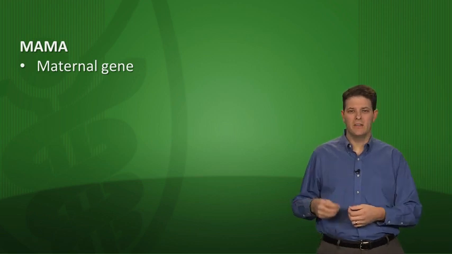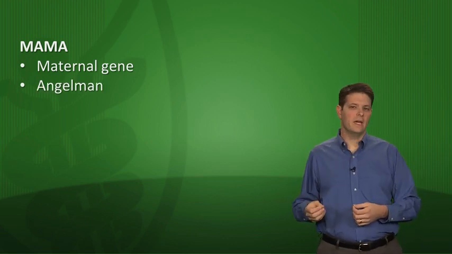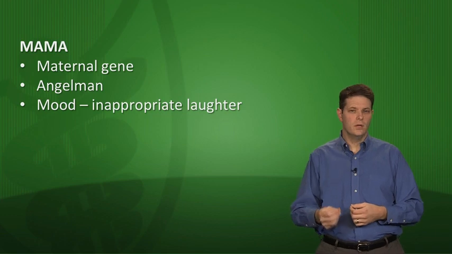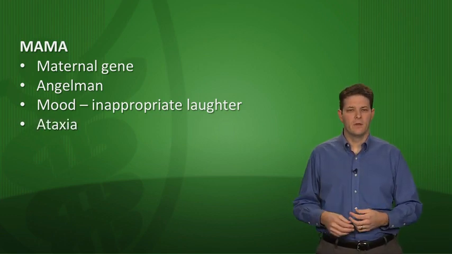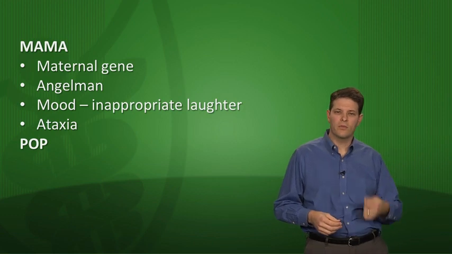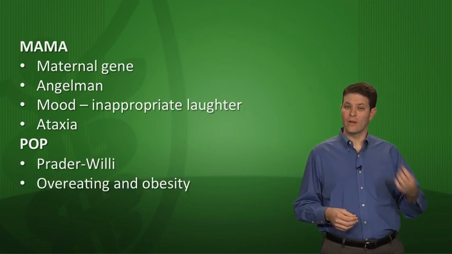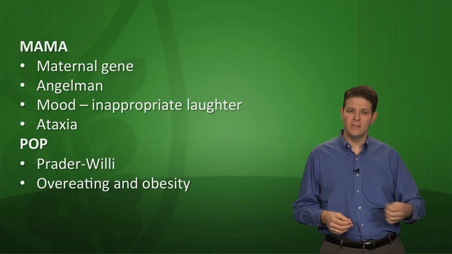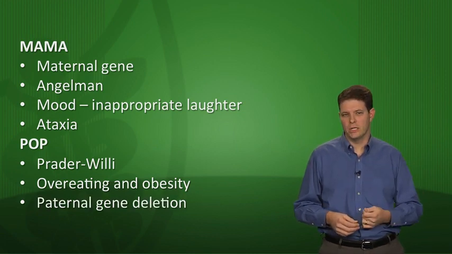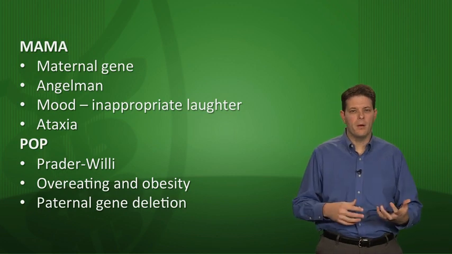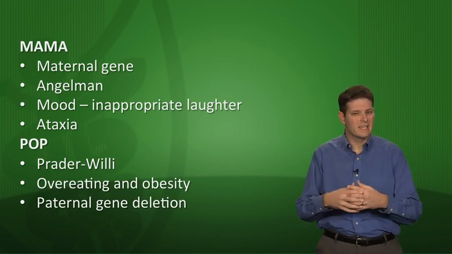So one more mnemonic for Angelman and Prader-Willi is mama and pop. The M in mama is the maternal gene, A is for Angelman, the second M is for happy mood and inappropriate laughter, and then the A is for ataxia. Then the pop, P is for Prader-Willi, O is for overeating, that hyperphagia, and obesity, and then the second P is for paternal gene deletion. So mama and pop might help you keep those two disorders linked together in your mind.